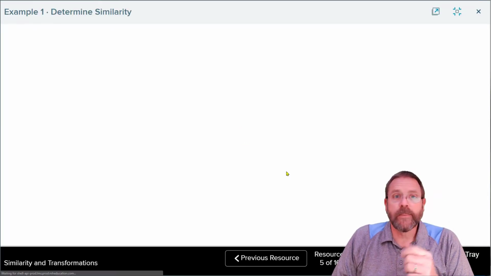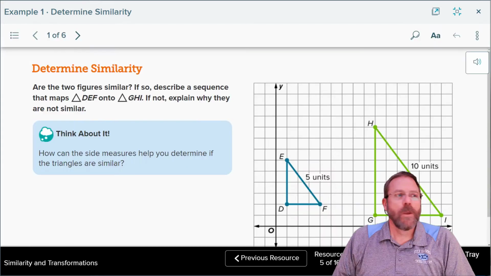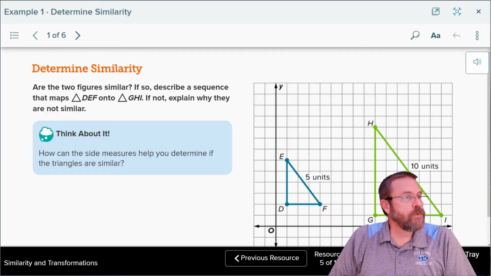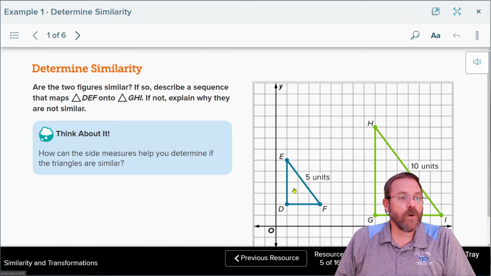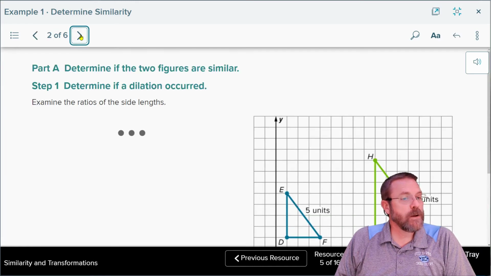Nothing there. Time to get into example number 1, which says, are the 2 figures similar? If so, describe the sequence that maps triangle DEF onto triangle GHI. So once again, we're starting with the blue, we're going to the green. You with me so far? If not, explain why they're not similar. So let's get going here.